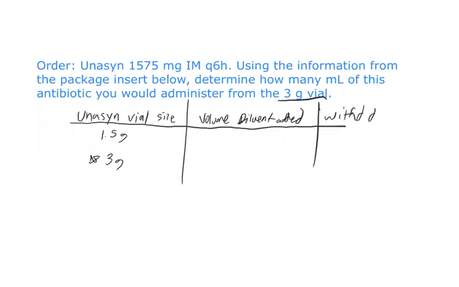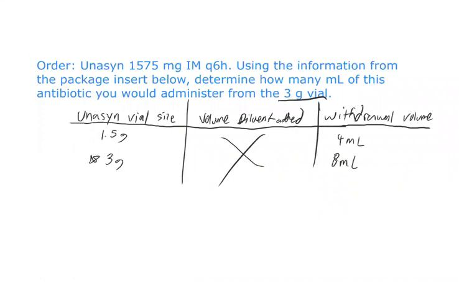Would we just ignore the added volume, since the withdrawal volume includes the added? You got it. Yep, you ignore this whole column, because that just tells you how much deionized water to add to the vial to get to the total withdrawal volume. And so you only care about the total.